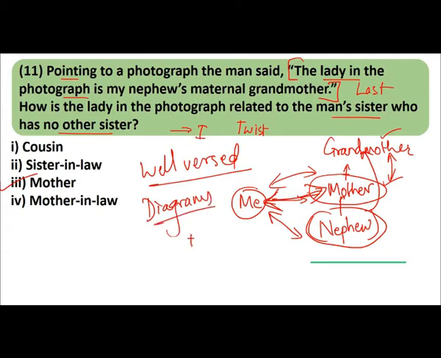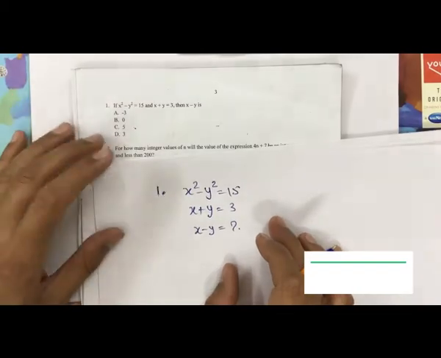Also remember the symbols: plus for male, minus for female, double arrows for siblings, dash for husband and wife. This is wife, this is husband, and every generation is written on the next level over here. Either this way you can write it, or you can have husband.